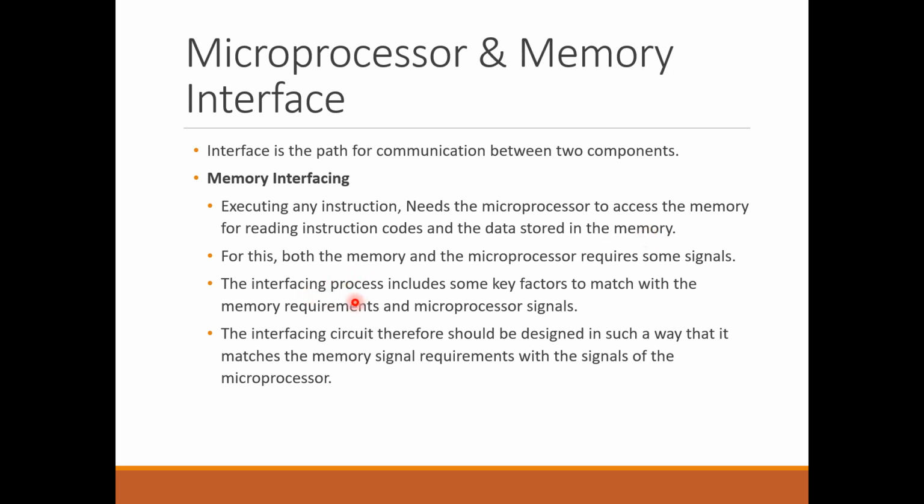And the interface process includes some key factors, and those key factors tell whether the memory can be interfaced with this microprocessor. So they must match together. The memory must meet the requirements which are required or requested by the microprocessor. Then it can be interfaced with the microprocessor.